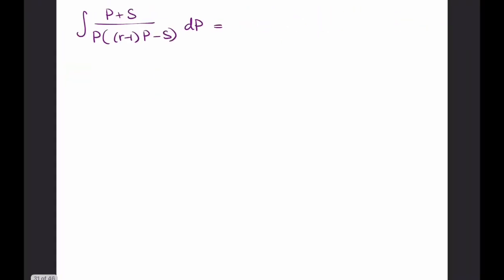So let's go through. This is the same integral as on the previous page. And what I have is p plus s, which was 900, divided by p times (r minus 1). R itself was 1.1, so actually a 10% increase in the female population within each single generation. So r minus 1 will be 0.1, p minus s, which is 900. And this whole integral is with respect to p.